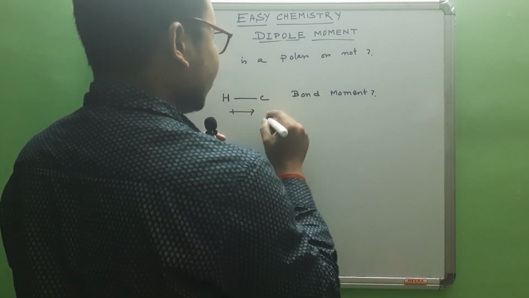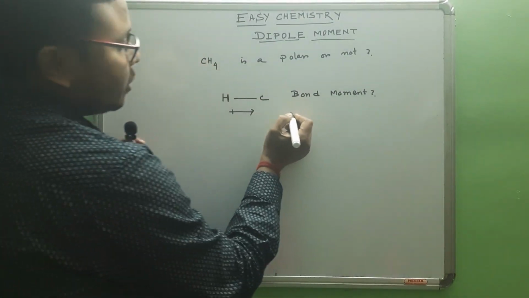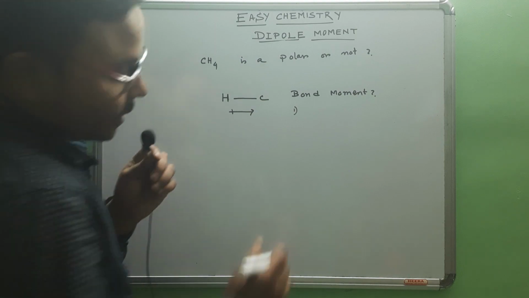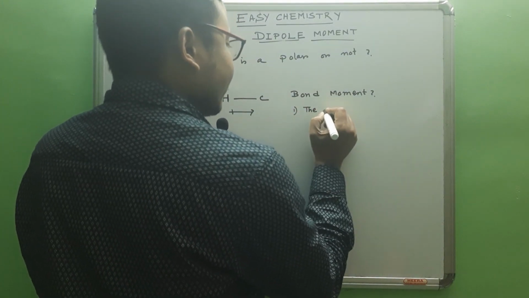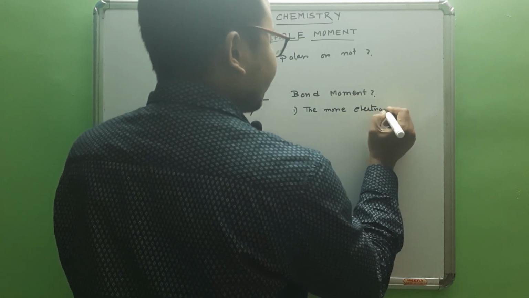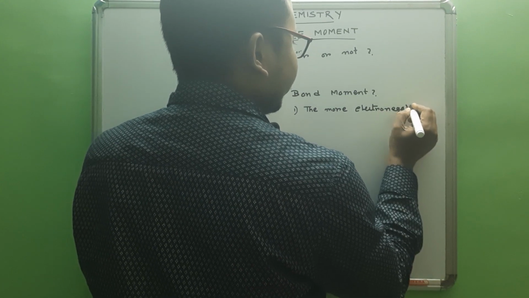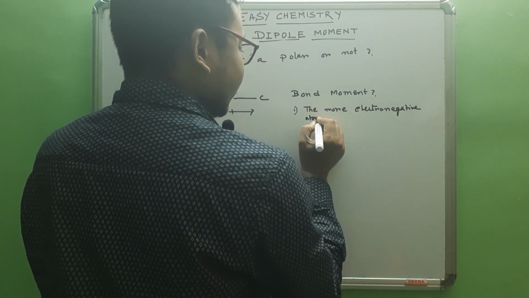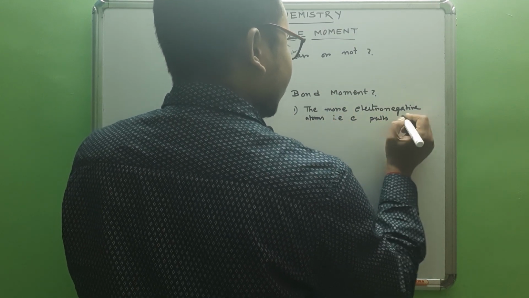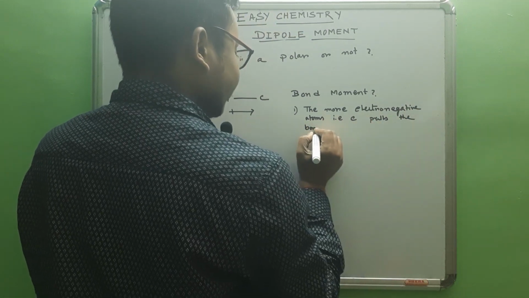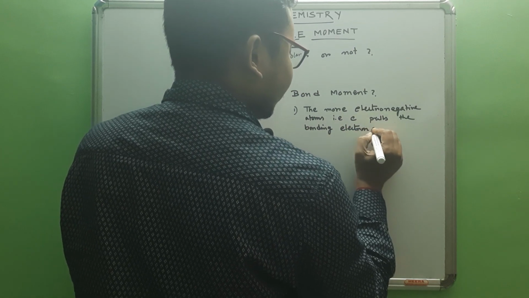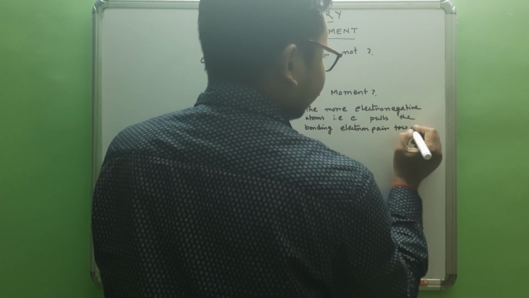In our previous class we discussed that the bond moment basically depends on two factors. Number one, the more electronegative atom. Here, carbon pulls the bonding electron pair towards itself.